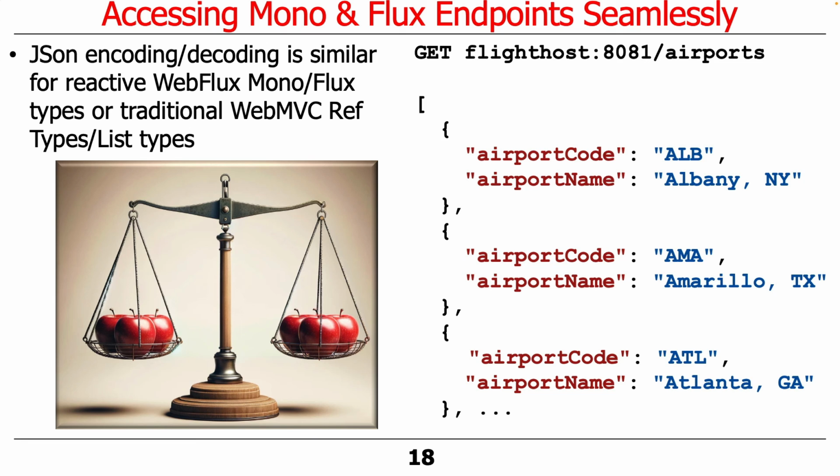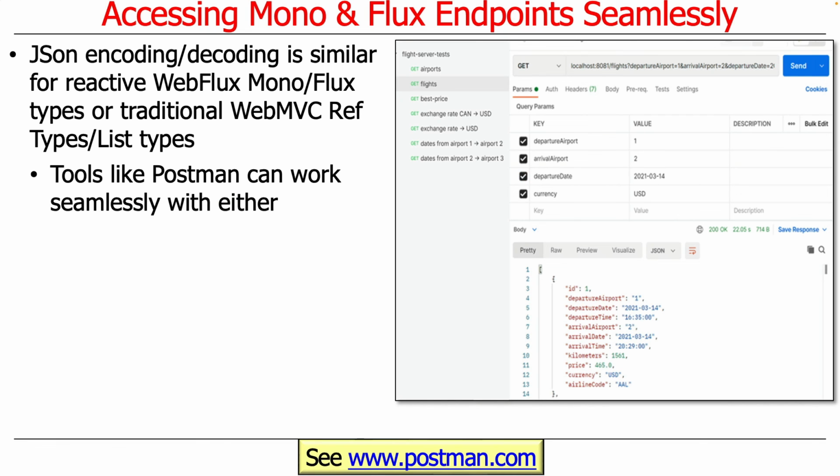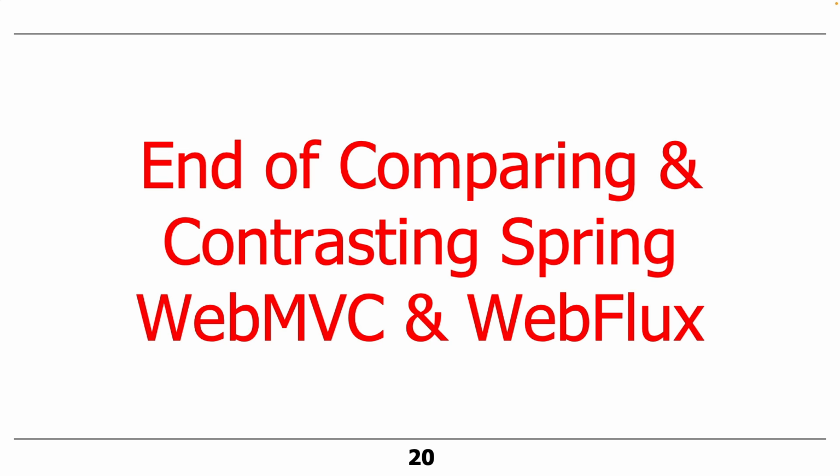Under the hood, the encoding and decoding of data that goes back and forth is similar for both WebFlux and the traditional WebMVC types. Not identical, but very similar. So if you understand JSON, it's going to look very similar to that. And therefore, you can use tools like Postman, which are ways of being able to program test endpoints and so on for driving your reactive web services. You can use Postman in order to generate requests, get results back, analyze what was sent and received, and it works seamlessly with either the classic Java types with Spring WebMVC or the modern reactive types with Spring WebFlux. So that's the end of this comparison and contrast.